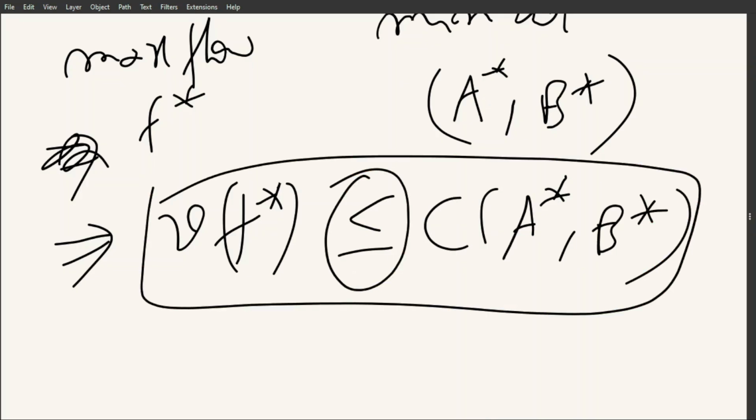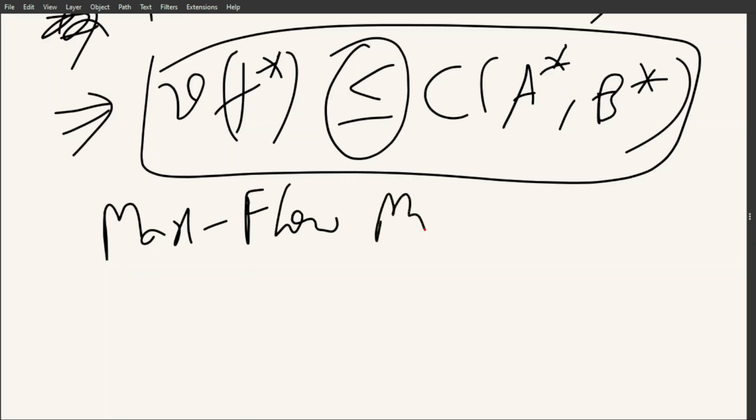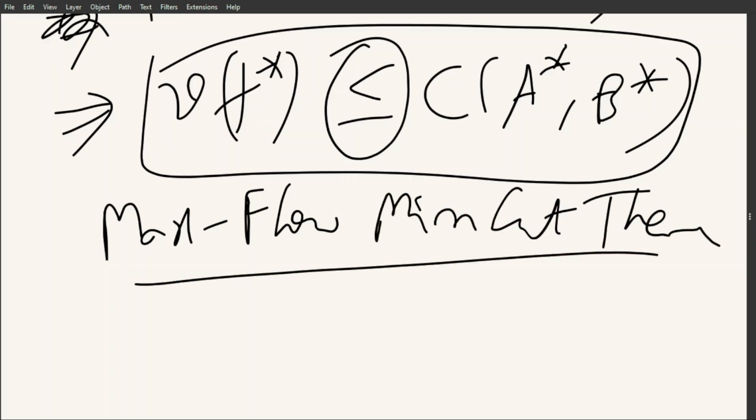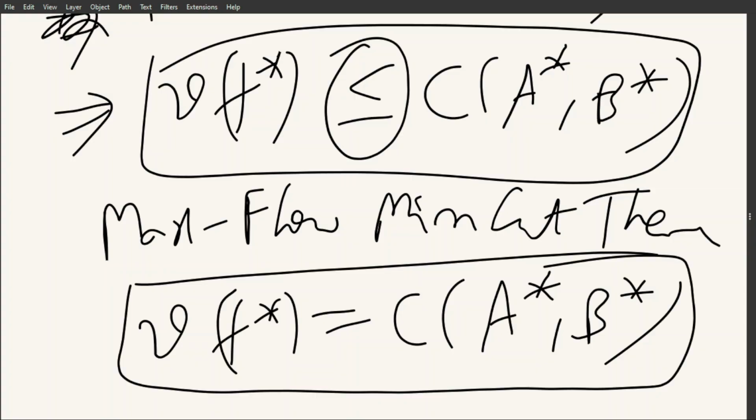But we'll prove something extra: if we compare maximum flow with minimum cut, actually they are equal. So we'll prove the Max-Flow Min-Cut Theorem. This says that max flow equals min cut, meaning V of F star is actually the same as the capacity of the min cut. So maximum flow is equal to minimum cut. This we will prove.